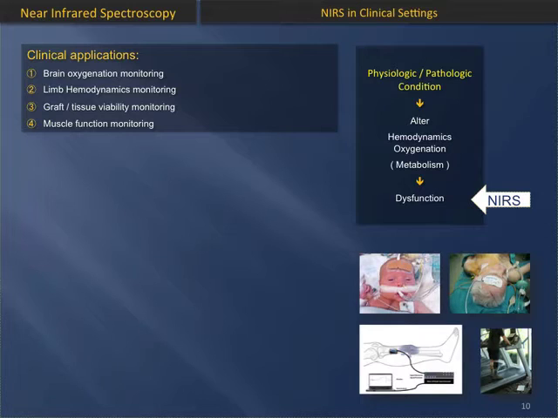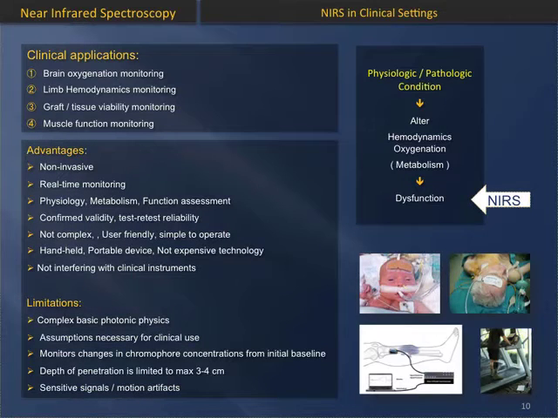NIRS has been used in the clinic during the last 10 years, mainly to monitor brain oxygenation, monitor limb hemodynamics, look at the vitality and viability of graft tissues, especially in plastic surgery, and monitor muscle function.